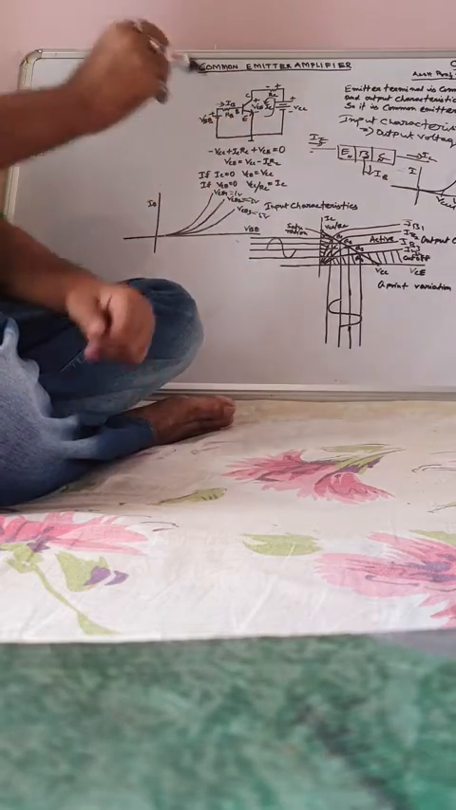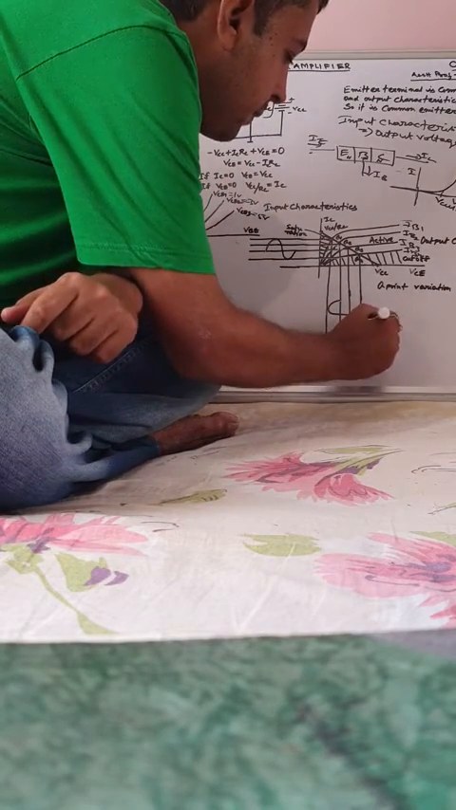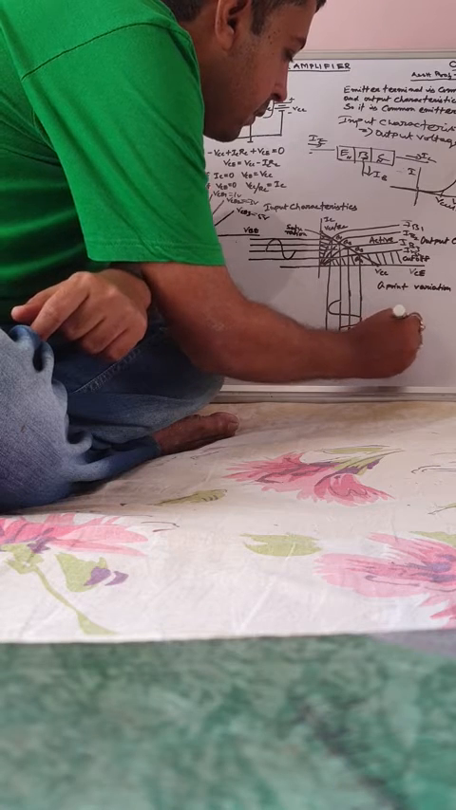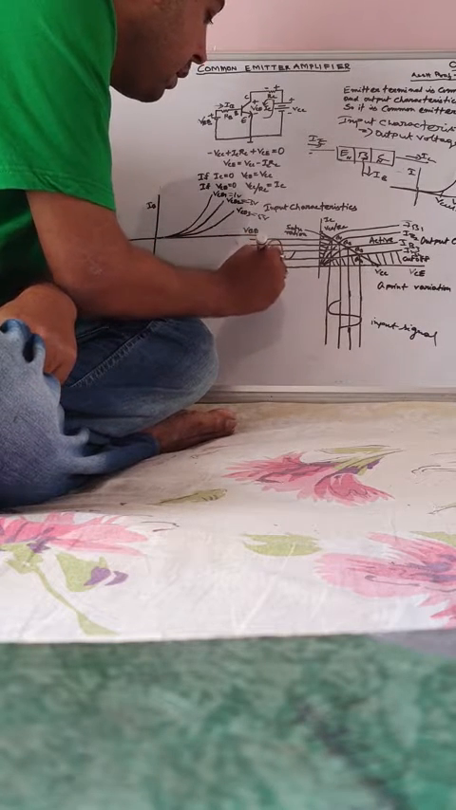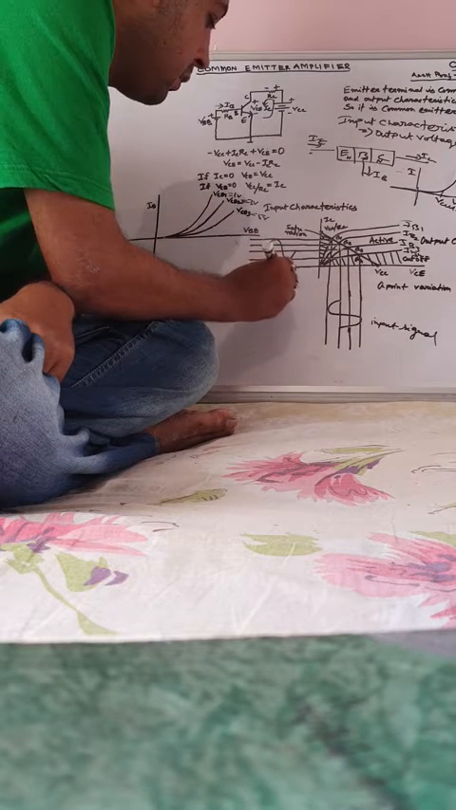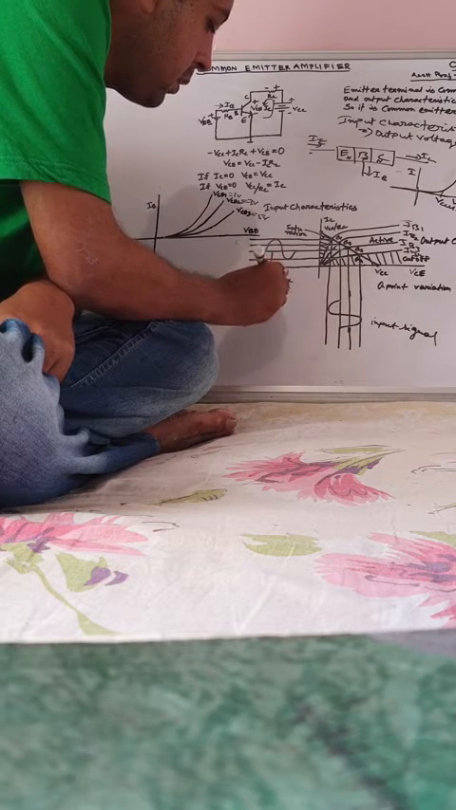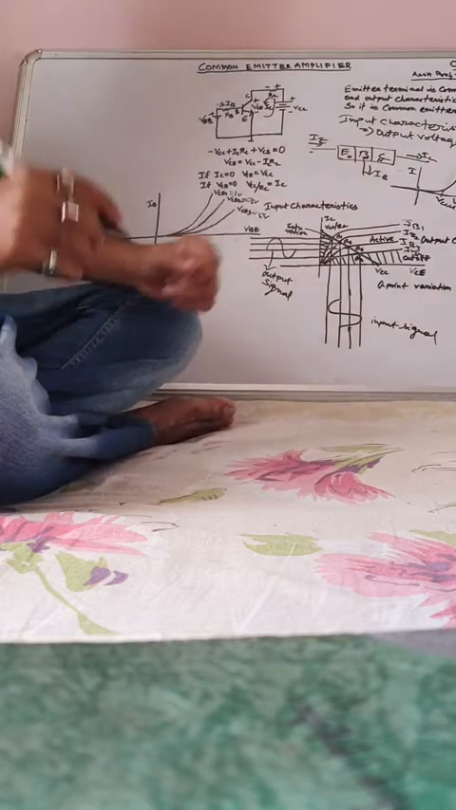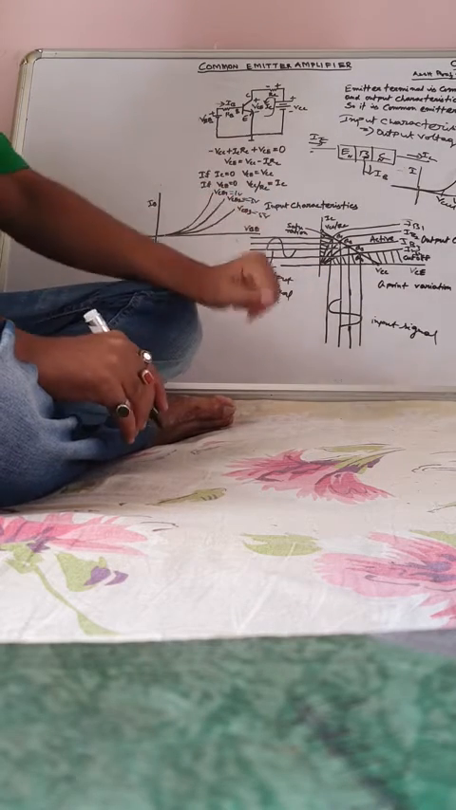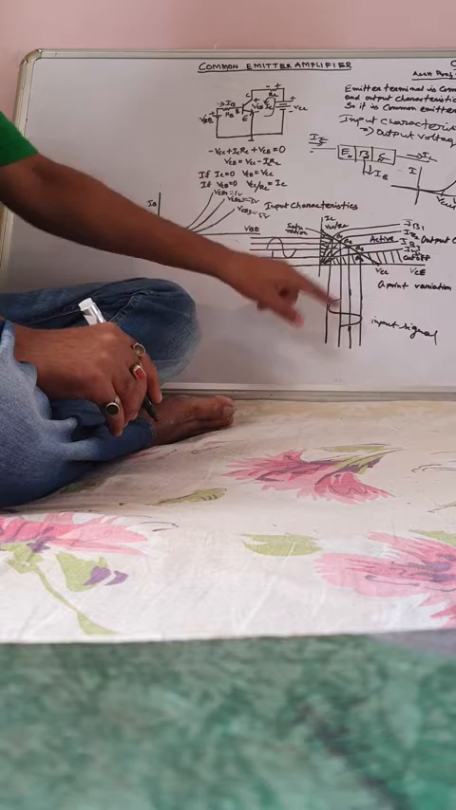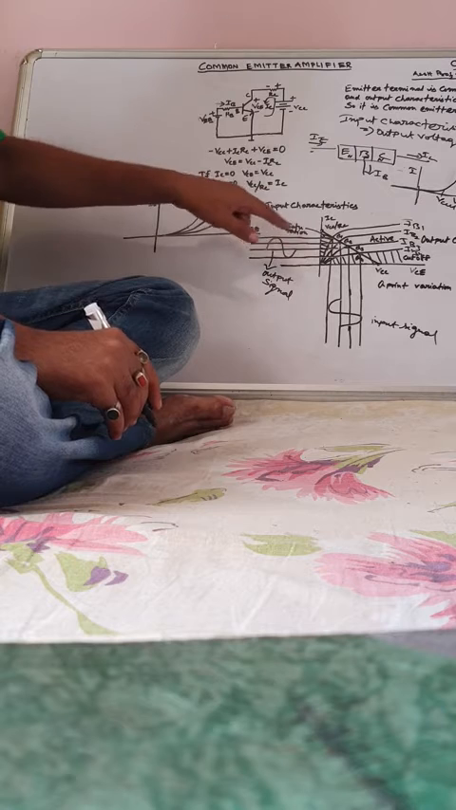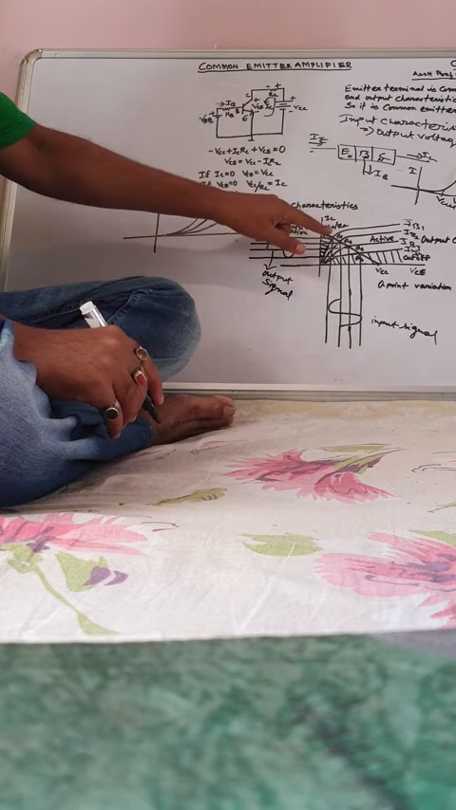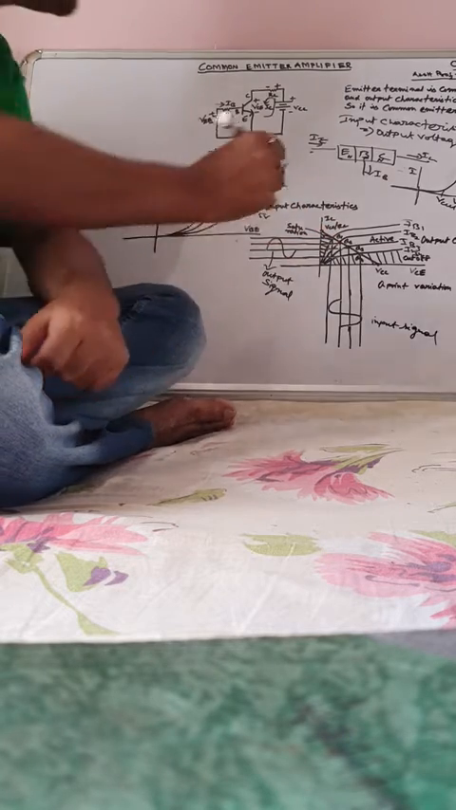Okay? So this is your input signal, and this is your corresponding output signal. Input signal is like this. It will be amplified at the output based on the cutting Q points. Q point cuts the load line, active region curve, and this is your DC load line.